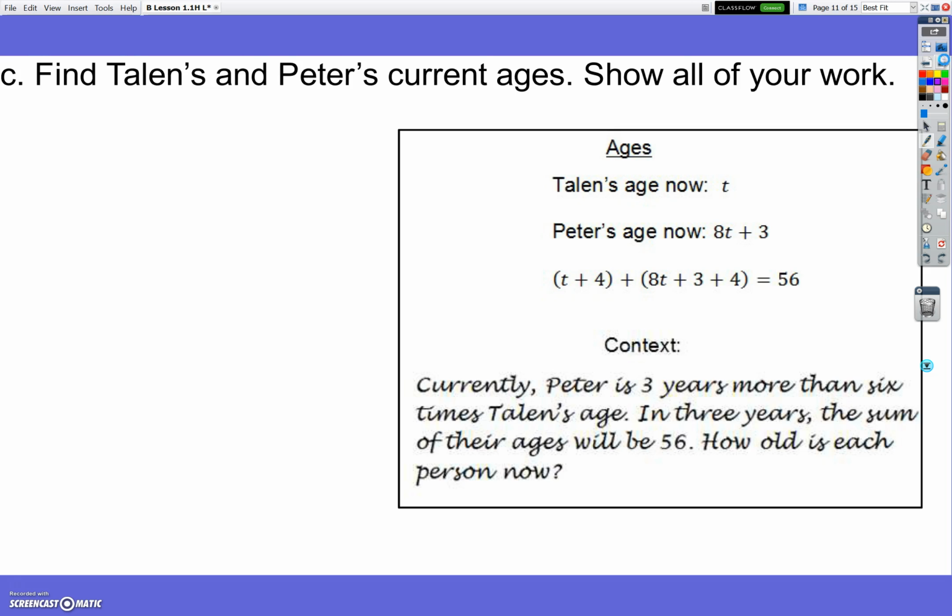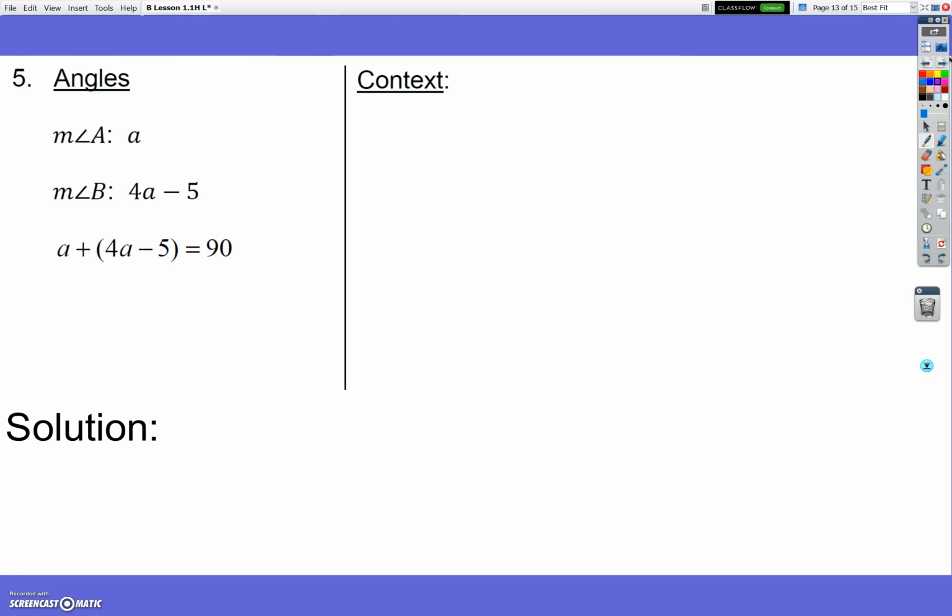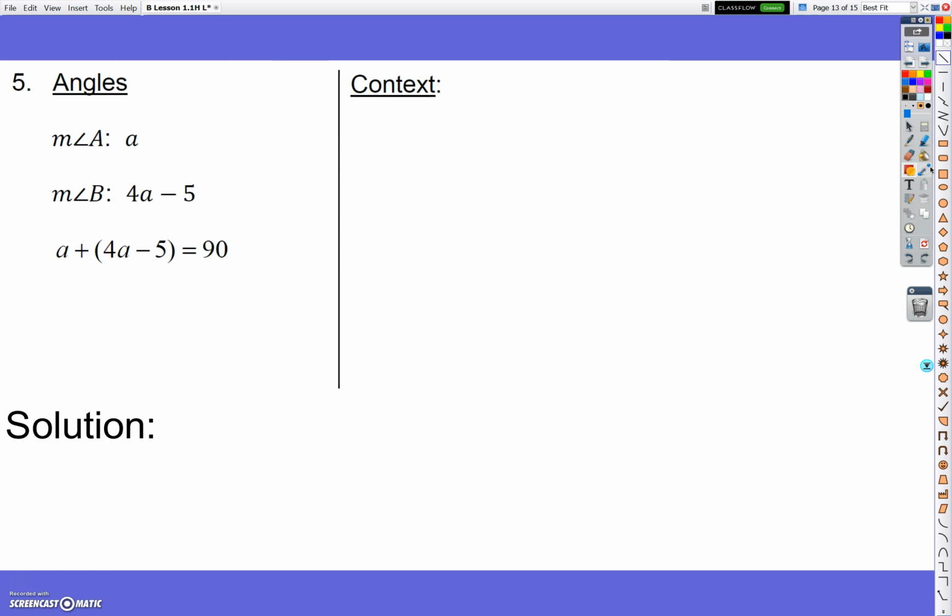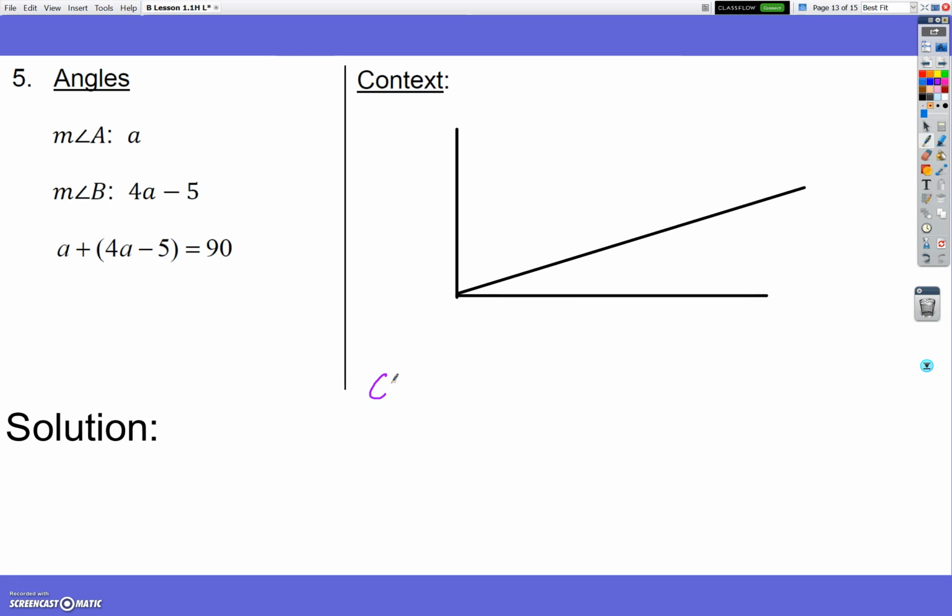So now what I would like you guys to do is try this one. I'll get you started on this one. We're talking about 2 angles here. So I'll help you set it up with a drawing, but then I want you guys to try it out on your own. So there are certain types of angles we might have learned. Anytime you have 2 angles that add up to 90 degrees, they're called complementary angles.